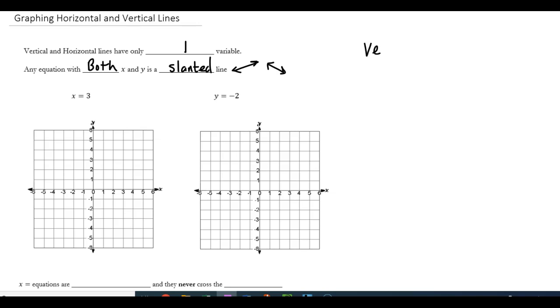Remember, a vertical line looks like this, straight up and down, and then a horizontal line looks like this, where it goes straight left and right. Okay, and so today you're going to learn about it, and then you're just going to get good practicing this. Okay, so let's look at this first equation right here, x equals 3.